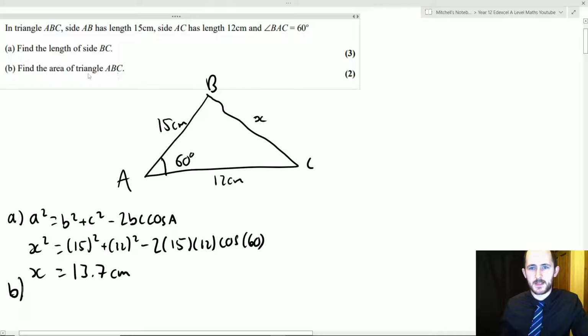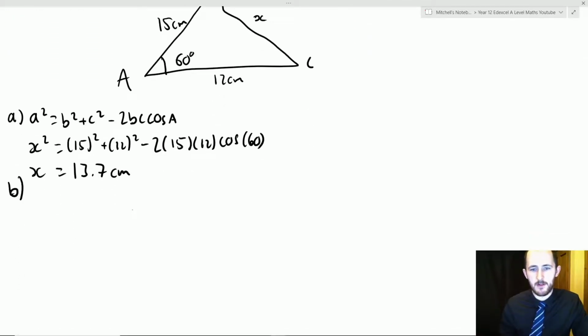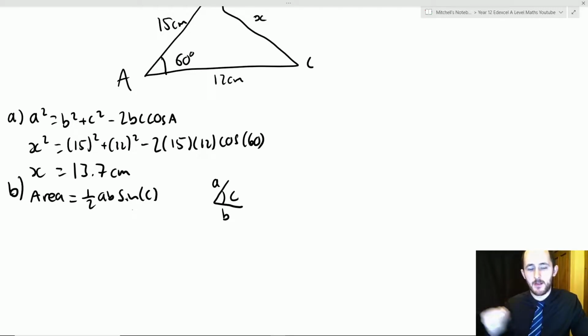And for part B, it just says calculate the area. So if you remember, the area of a non-right angle triangle is just half ab sine C, where again a and b are just the two sides that make up C. So if you have an angle like this, that would be angle C, and a and b are the ones that make up that angle. So we only have one angle, it's 60. So let's just choose these two sides.